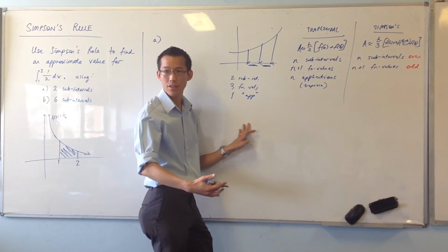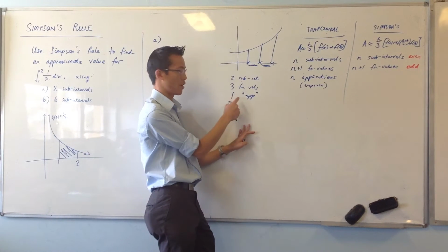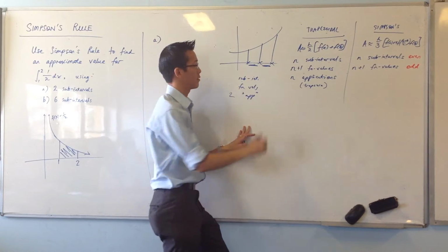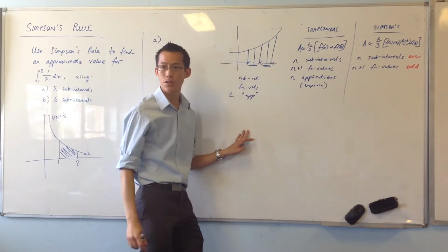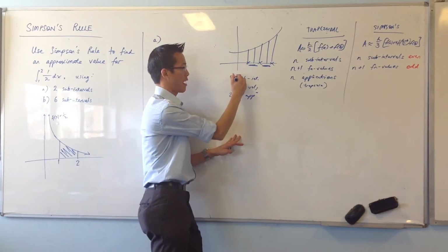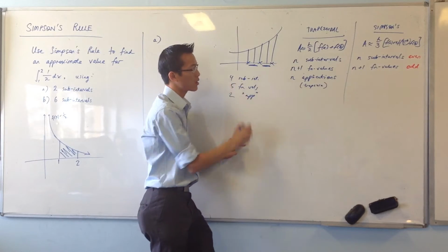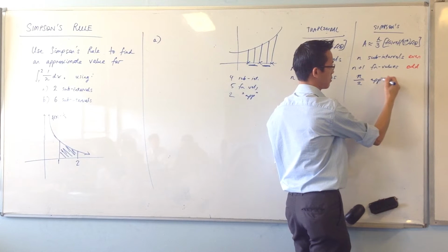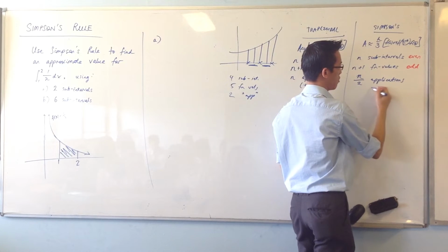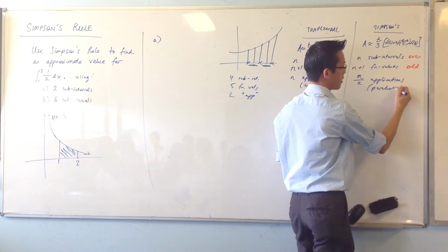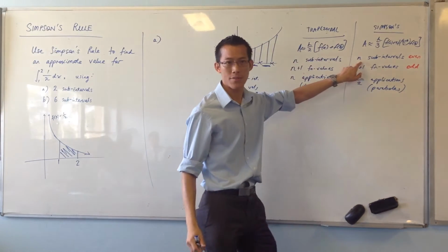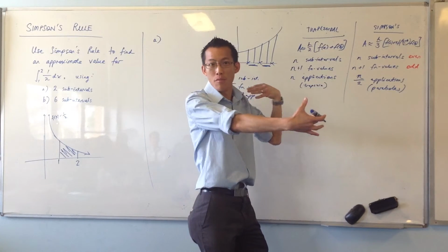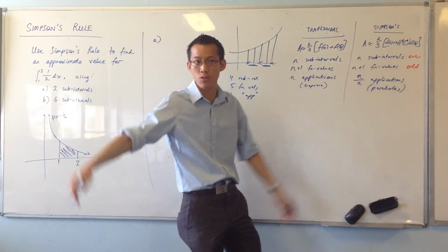What if I wanted more accuracy? What would be the next step up? I'm going to have 2 applications. So now how many subintervals? 4. How many function values? 5. So what's the relationship? It's n on 2, isn't it? N on 2 applications, or n on 2 parabolas. Which, by the way, tells you why this has to be even. Of course it has to be even, because if you're dividing by 2, how are you going to get an actual proper number of parabolas at the end unless this is 2, 4, 6, 8, etc. Okay?